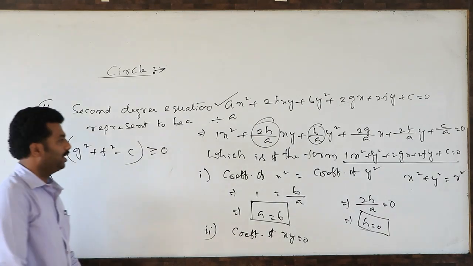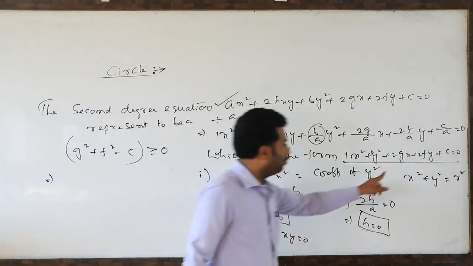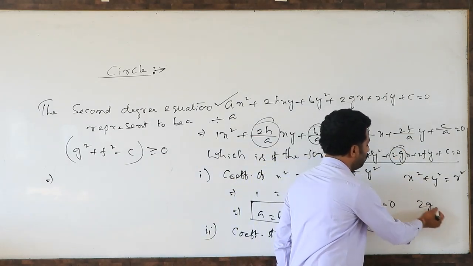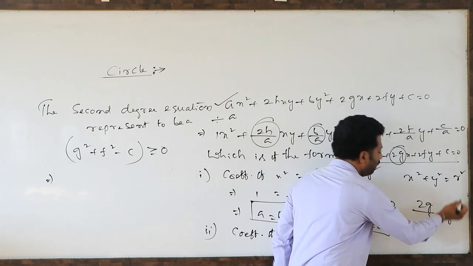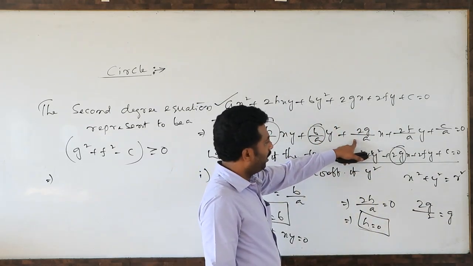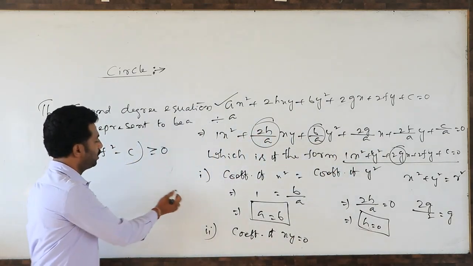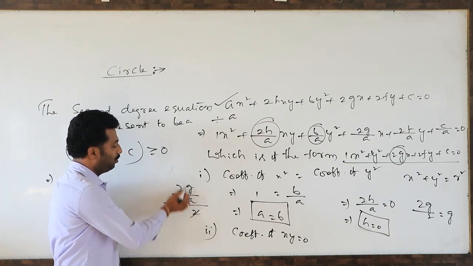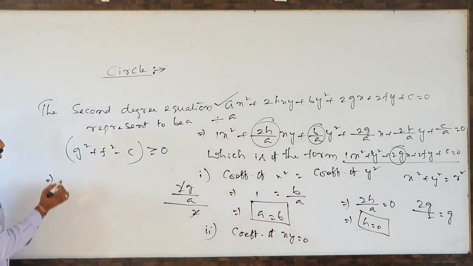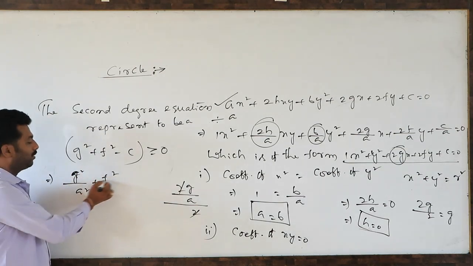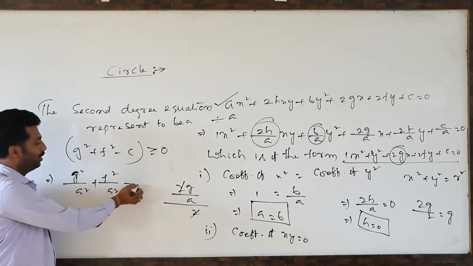g means x coefficient by 2. How will you get g here? The x coefficient is 2g, by 2 we get g. Here also the same, x coefficient by 2. What is the x coefficient? 2g by a, divided by 2, what did we get? g by a, nothing but g square by a square. Similarly, f square by a square.